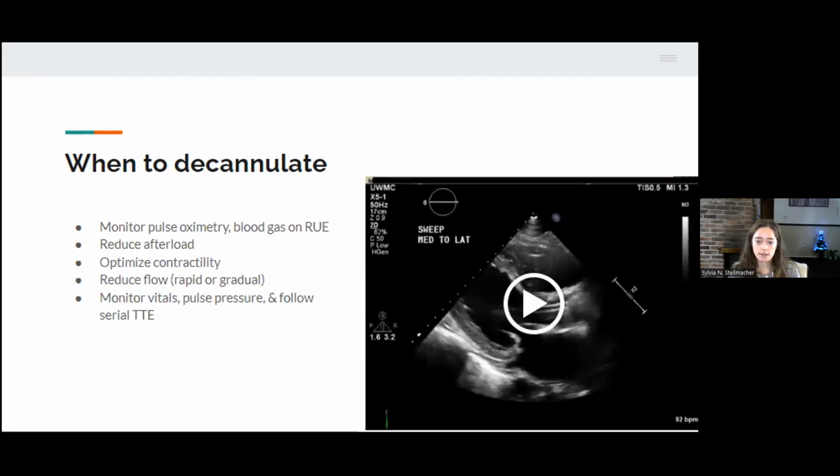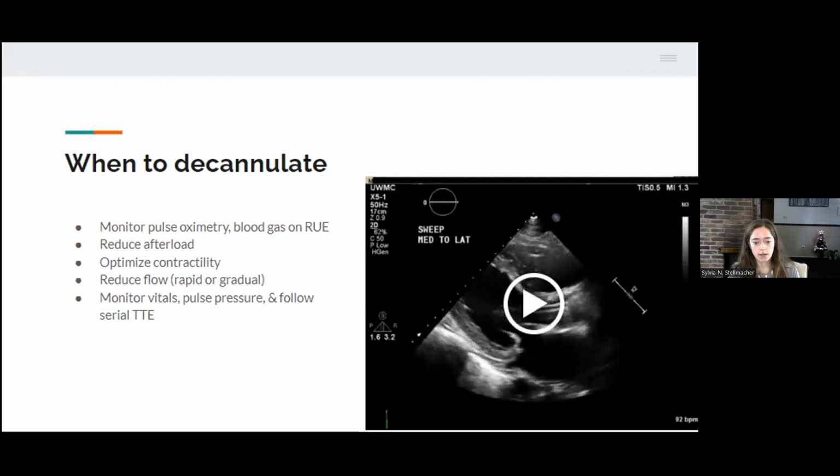The steps to decannulation are variable across different institutions. However, they're similar in that we monitor pulse oximetry, and we monitor the blood gas on the right upper extremity, because again, this is the first area to experience a watershed if there's inadequate oxygenated blood being provided by the native heart. We generally reduce afterload to help the LV out. We optimize contractility with medications as need be. And the main difference between facilities in decannulating patients from VA-ECMO is how quickly we reduce the flow.